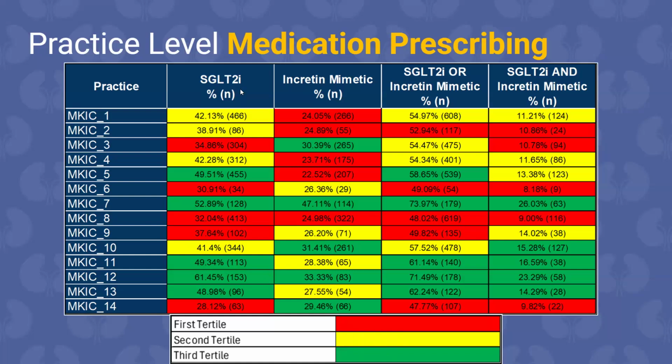And you can see the spread of SGLT2s, incretin mimetics, either or both. And again, this is not obviously to judge anybody. I'm kind of teasing about the competition, but it does show you where you're at compared to some of the practices. And hopefully, if you're in the green, it's something you want to keep working on and build up. And if you're in the red, definitely some opportunities for improvement.